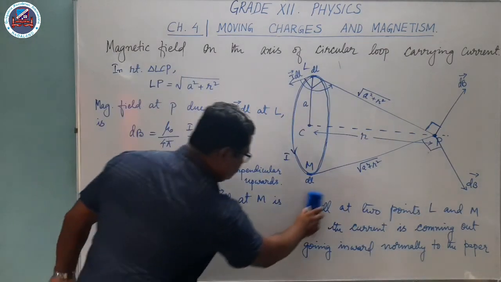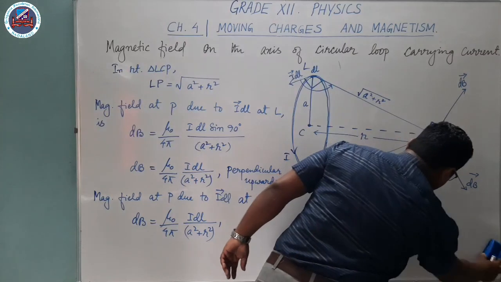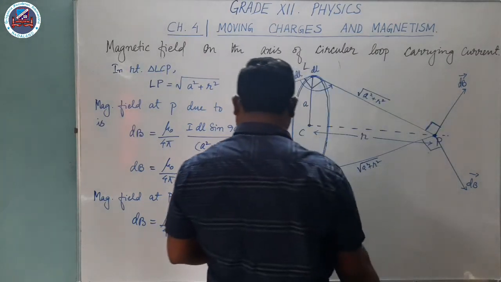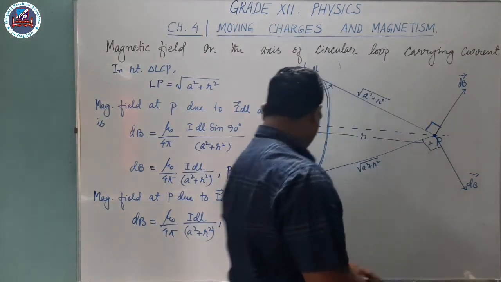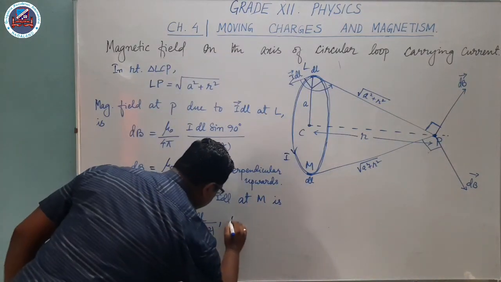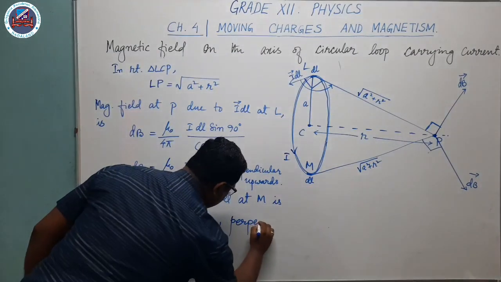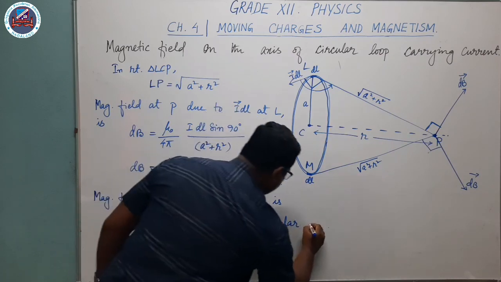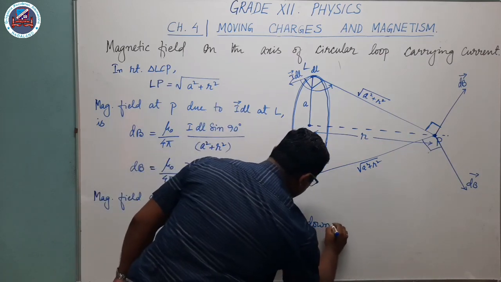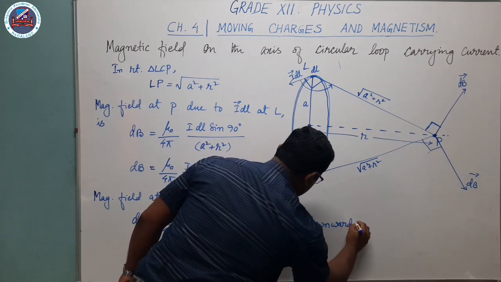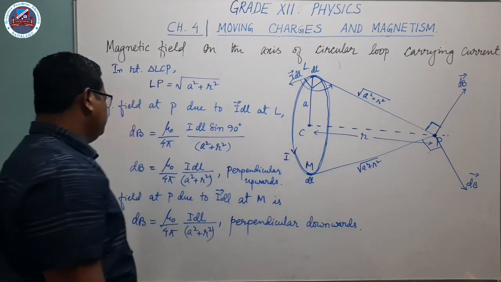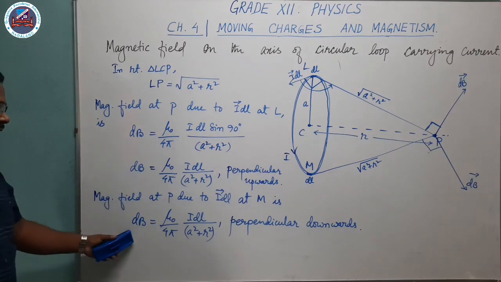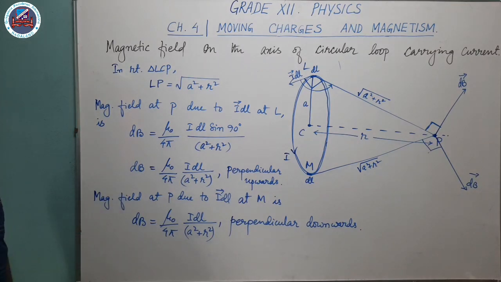So the direction will be normally or perpendicularly downwards, or perpendicular downwards. So magnitudes are same, you can see very clearly, but the directions are different.